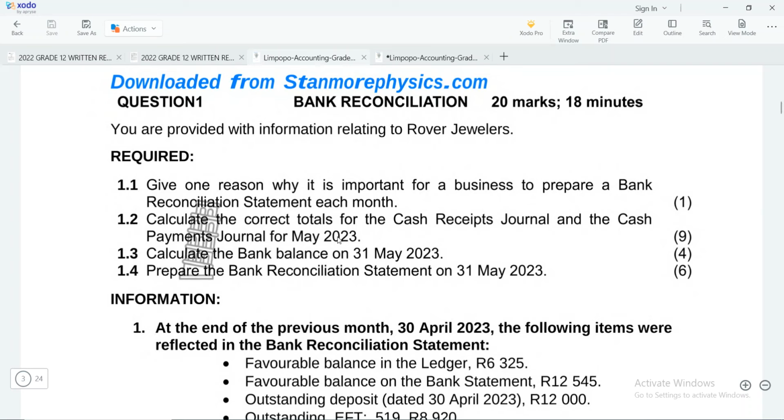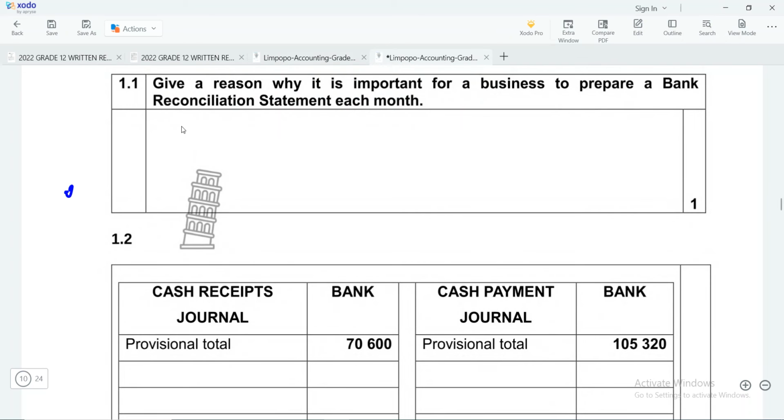If they are not, then it simply means that there were errors and omissions made by either both or one of the parties. So that's why we need to prepare the bank reconciliation statement. Okay. Now here they're saying give one reason why it is important for a business to prepare a bank reconciliation statement each month. Now remember, as a business, our main aim is to protect cash. So you can give that as a reason: to safeguard cash.